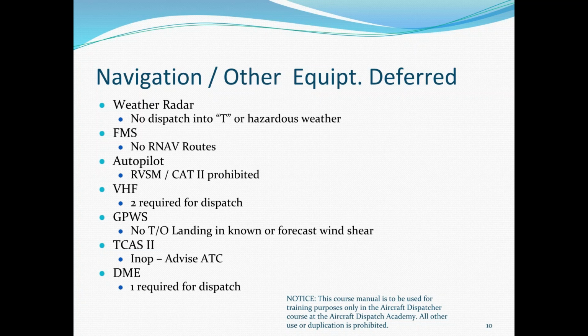Weather radar. So weather radar, we can't dispatch into thunderstorms or hazardous weather. Okay. If they can't see what's going on in front of them, bad day. They need to be able to see precipitation and stuff like that, storm intensities, tops of clouds, things like that on their weather radar. So weather radar, you don't want that to be deferred.